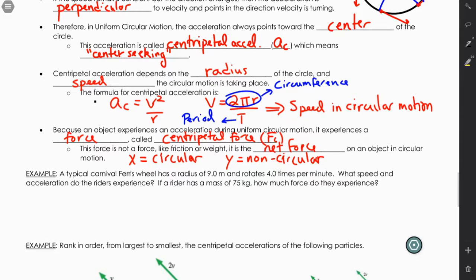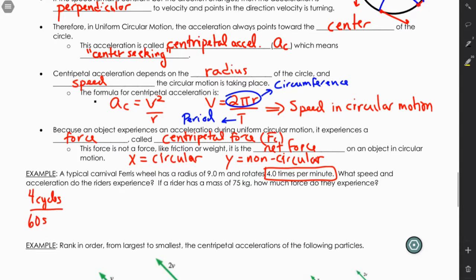A typical carnival Ferris wheel has a radius of 9 meters and rotates 4 times per minute. What speed and acceleration do the riders experience? And if a rider has a mass of 75 kilograms, how much force do they experience? Okay, so here they tell us it goes 4 times per minute. So that means it goes around 4 cycles, right, per minute or per 60 seconds.